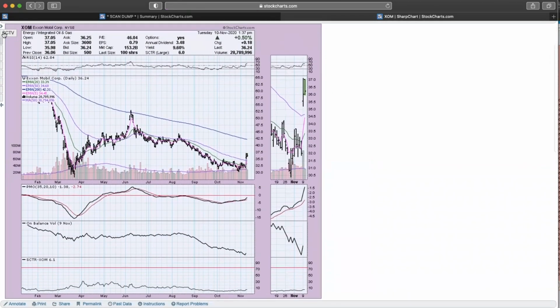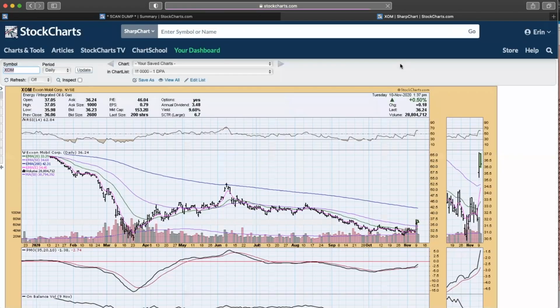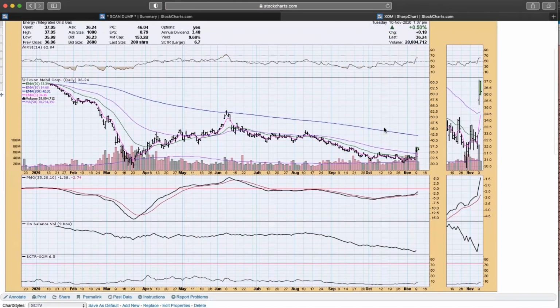All right, so this is an enticing chart, right? We have a stock that is extraordinarily beat down. Look at the length between the 50 and 200-day EMAs. This has a bearish bias. So what does that tell me? I need to temper my expectations.